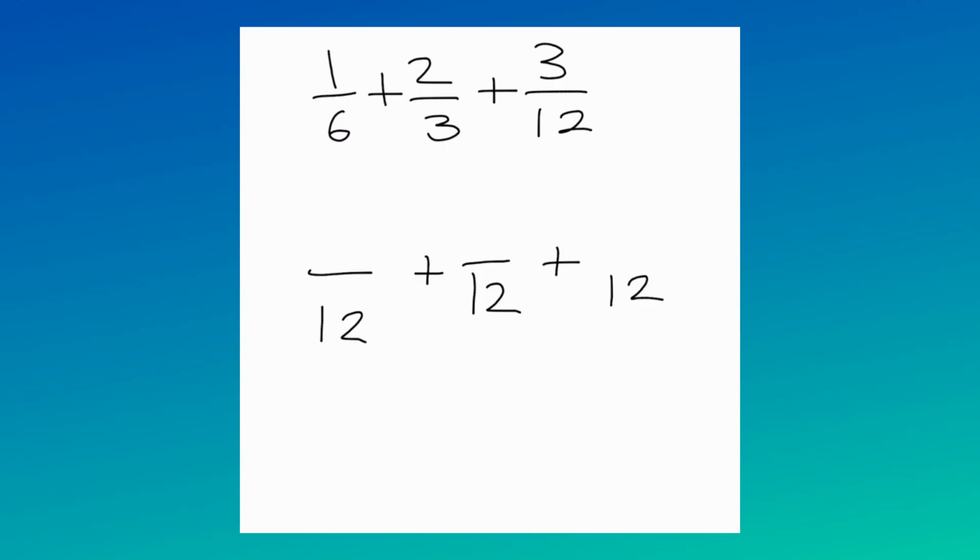Now my last fraction can stay the same because it already is 12 as the denominator. Now my first fraction, well, I've gone from 6 to 12, so I've got to multiply it by 2 because 6 times 2 is 12. So I multiply the numerator by 2 as well. So I put a 2 above the 12. Now I'm going to look at 2/3. And I'm going to look at the denominator. And 3 times 4 is 12. So I also have to multiply the numerator by 4 as well. 2 times 4 is 8.